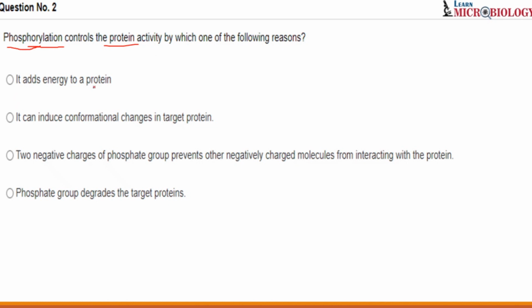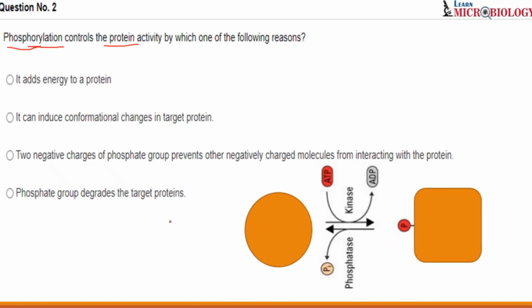First, it's saying it adds energy to the protein, it induces conformational change, or its negative charges prevent other negative charges from interacting, or the phosphate group degrades the protein. Okay, I hope you just consider that you don't know this. I'll just take you to a diagram.